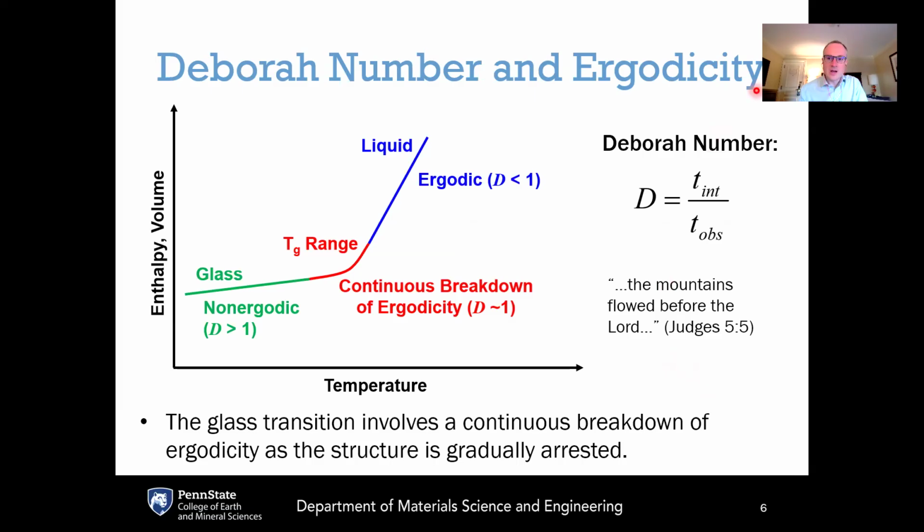But first, I need to introduce the concept of a Deborah number because this relates directly to the concept of ergodicity and will help us to understand why it is that a glass loses its ergodicity. So the Deborah number was defined by a physicist, Reiner, and it was named in honor of the prophetess Deborah, who in the Old Testament, Book of Judges, chapter 5, verse 5, depending upon the translation, says something like, the mountains flowed before the Lord.